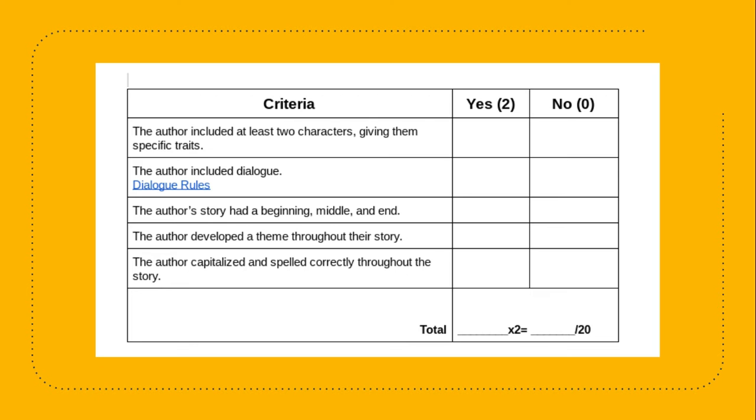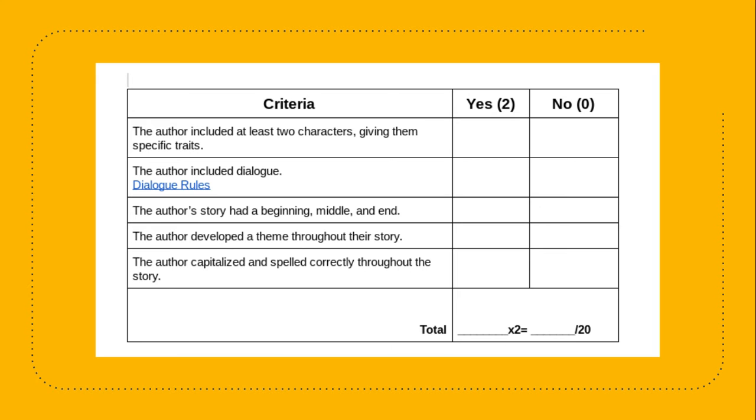So what we're looking for is that you included at least 2 characters in your story, and then you gave them specific character traits, which you guys should all know what those are. And then that you guys included dialogue. And there's also a link to the dialogue rules if you need to look at that.